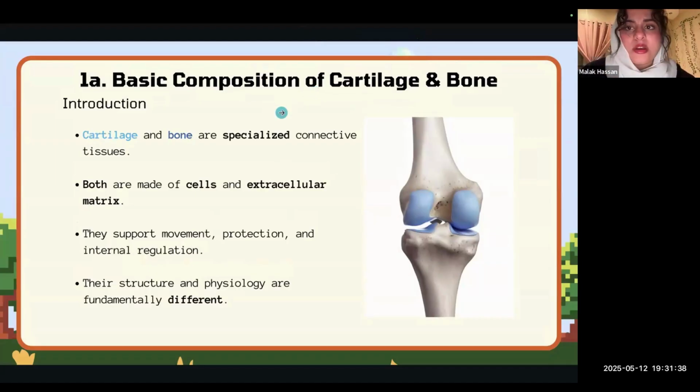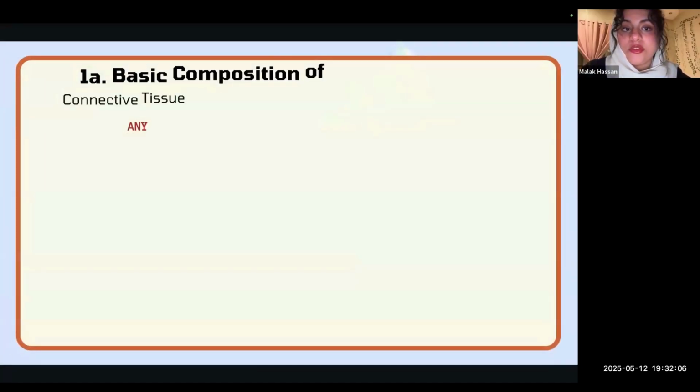So, first of all, let's talk about the basic composition of cartilage and bone. Cartilage and bone are both connective tissues, okay, but each one is specialized. What does that mean? It means that it has specific characteristics that are responsible for making it the way that it is. Now, as we all know, connective tissues in general are made up of cells and extracellular matrix, all right? And cartilage and bone, of course, we know that they're for movement, protection, internal regulation, and they're both very different from each other, but they're still very related.